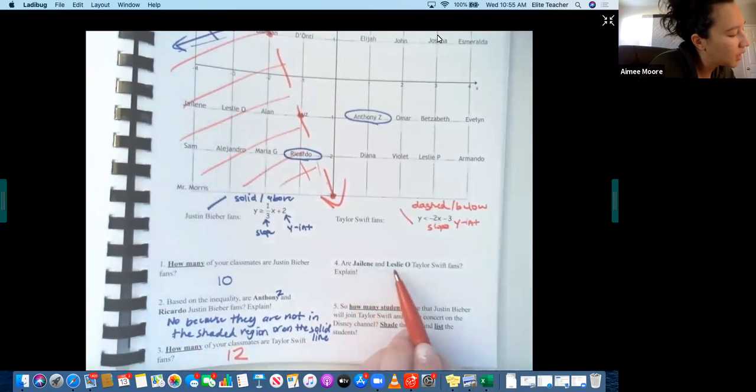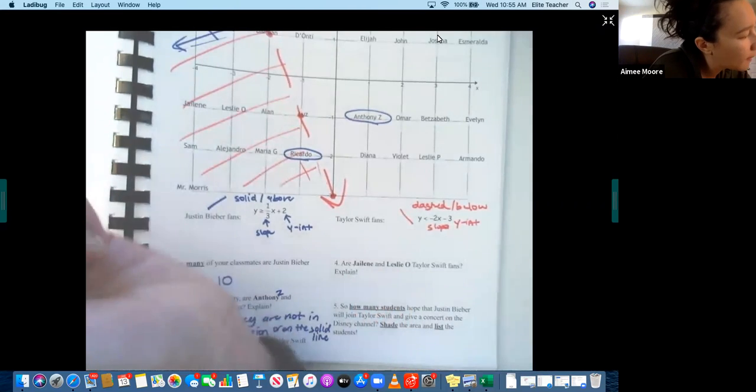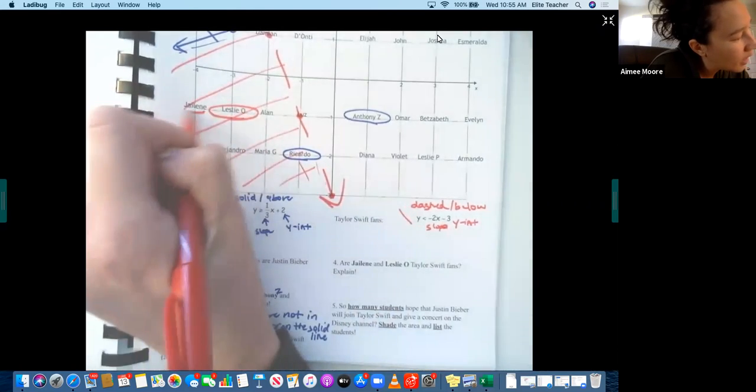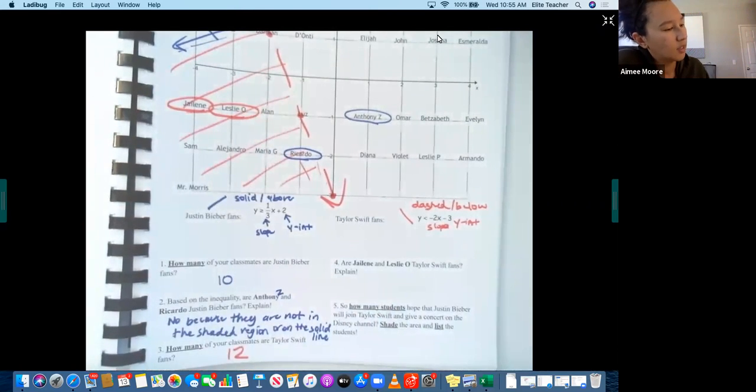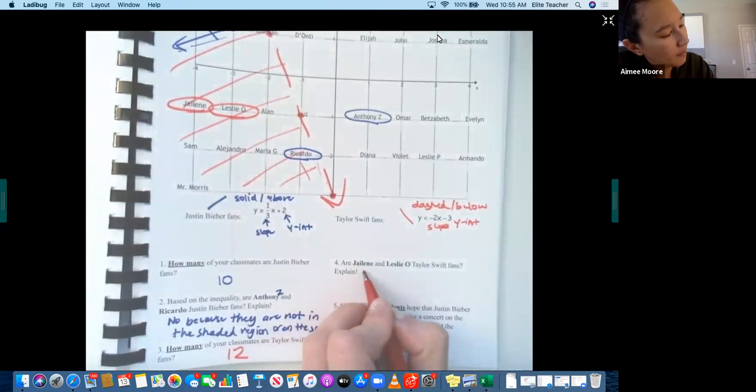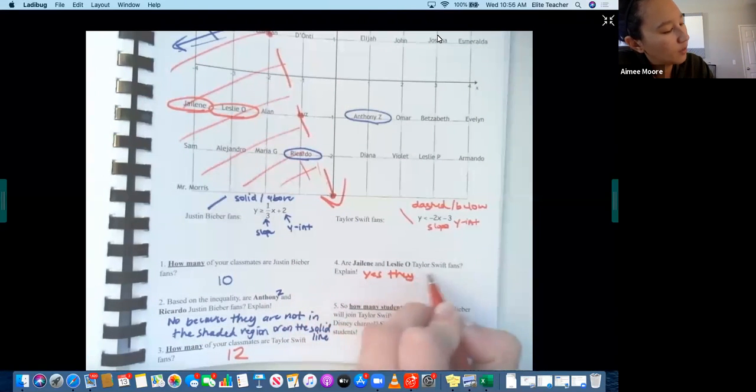Let's find Jaylene and Leslie O. Here's Leslie O, and here is Jaylene. So are they Taylor Swift fans? Yes, they are in the shaded region.